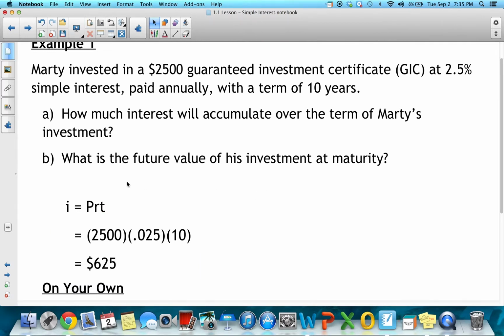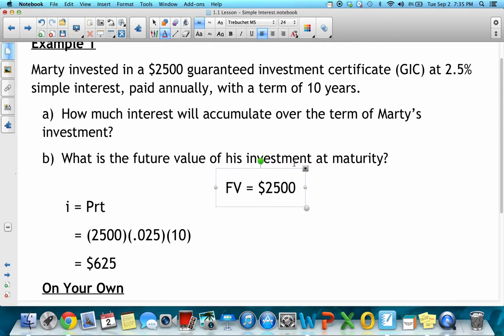Okay? Part B of this says, what is the future value of his investment at maturity? Future value is the amount of money he's going to have at the end after he's accumulated all of that interest. We abbreviate that with capital F, capital V. His future value is going to be calculated by starting with his initial principal, which was $2,500, and adding his interest, which was $625, and we're going to end up with $3,125.